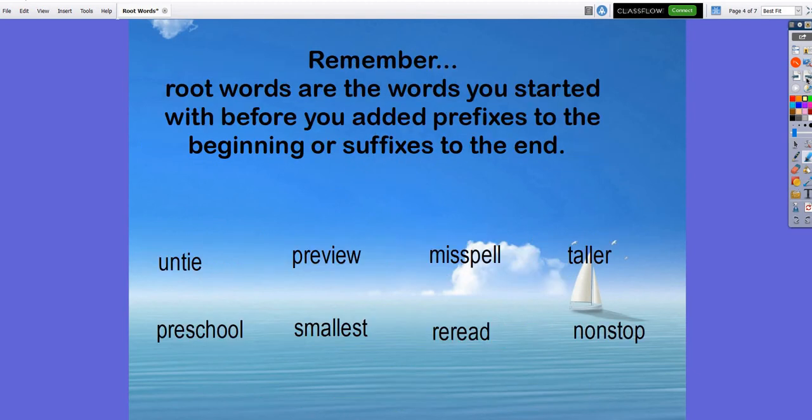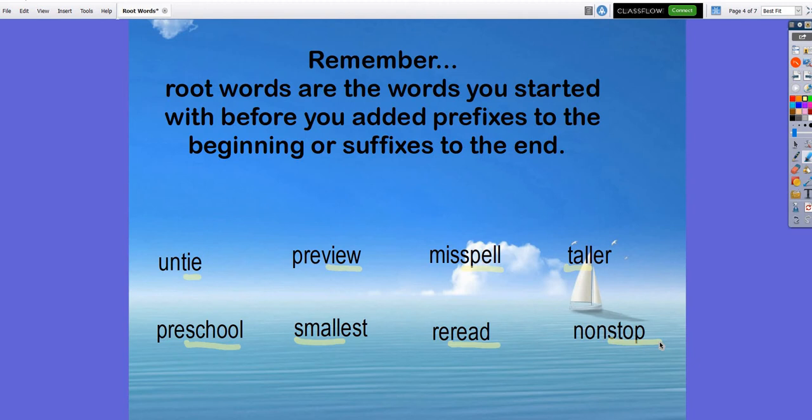And I know yesterday we practiced finding the root word with all of these. We're going to go back over just really quick to make sure we remember. In untie, remember the root word was tie. In preview, the root word was view. In misspell, the root word was spell. In taller, the root word was tall. In preschool, the root word was school. In smallest, the root word was small. In reread, the root word was read. And then in non-stop, the root word was stop.